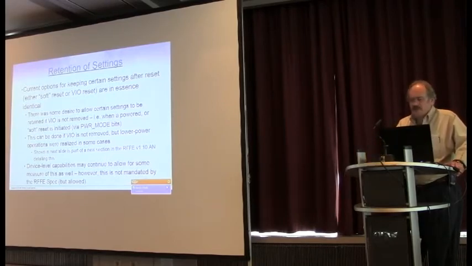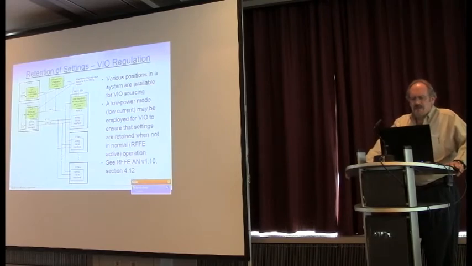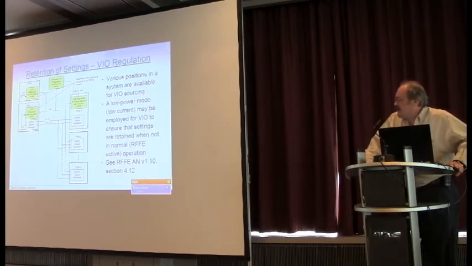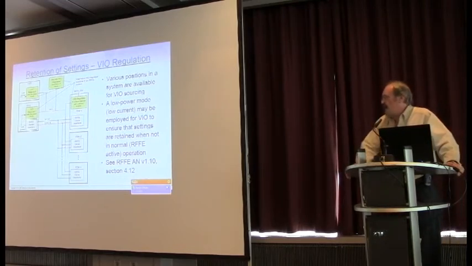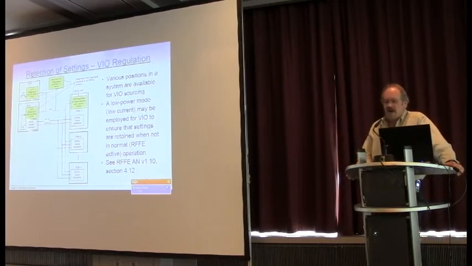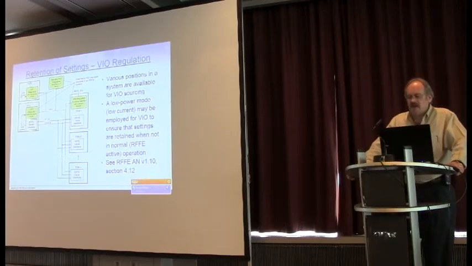So there was actually a new section added in the application note, which is 412, I believe, of the application note. This is a diagram from that, where settings could be retained in a system by allowing for the power management system to actually take VIO to perhaps a reduced level, a lower current level, in order to save some power in the system without actually removing VIO entirely.